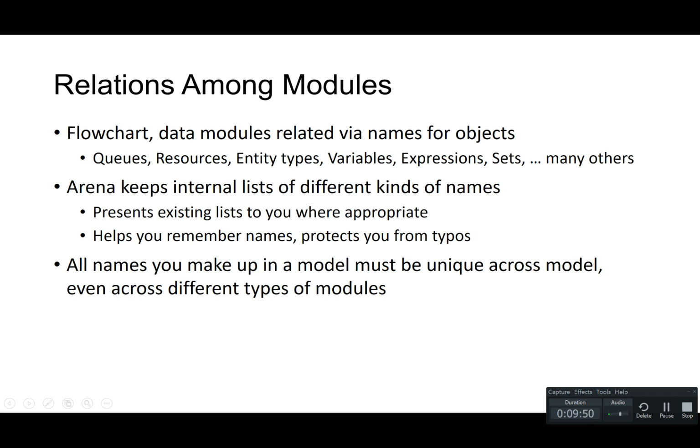The relationships among the modules include flowchart and data modules related via names for the objects. So queues, resources, entity types, variables, expressions, sets, and many others to choose from. Arena keeps internal lists of different kinds of names, and this presents existing lists to you where appropriate and helps you remember the names and protects you from typos. Again, Arena is designed to help make it easier for the user for complicated models. All names you make up in a model must be unique across the model and even across different types of modules.